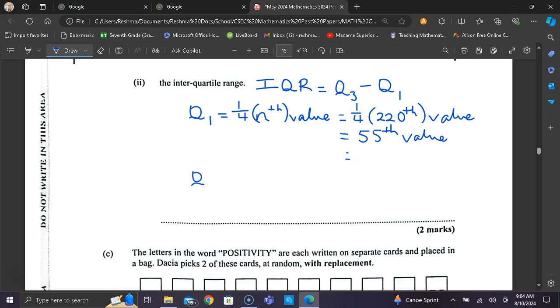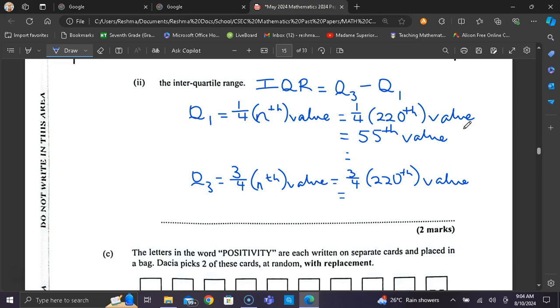Let's find Q3. Q3, our upper quartile, is 3/4 of the nth value. Okay, so that will be 3/4 of 220. Okay, so therefore that will be the 165th value. Okay, so let's read off these 2 values from our curve. So we're looking for the 55th value and the 165th value.